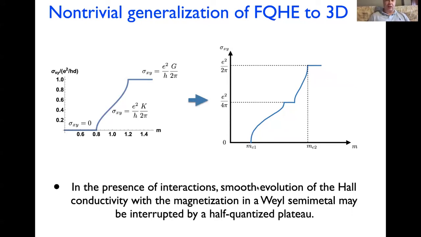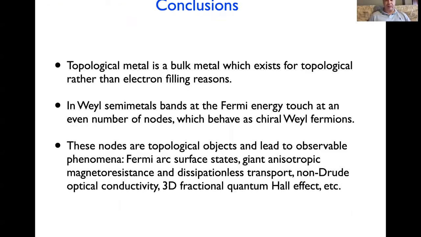If this strongly correlated insulating state is realized, what you will see is that this smooth evolution is going to be interrupted by a plateau in the Hall conductivity, where the value of the Hall conductivity is exactly half of this integer value, which is e squared over h times the reciprocal lattice vector. And so in this sense, it's really a generalization of the fractional quantum Hall effect to three dimensions. Since I'm out of time, let me stop here.